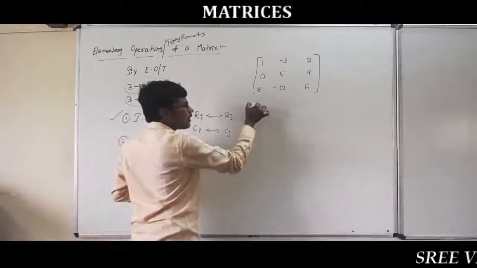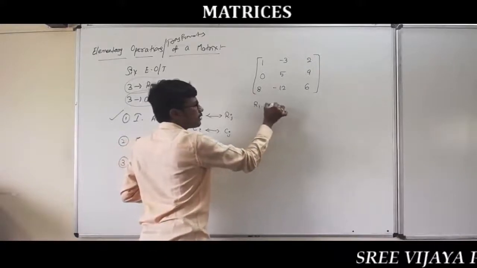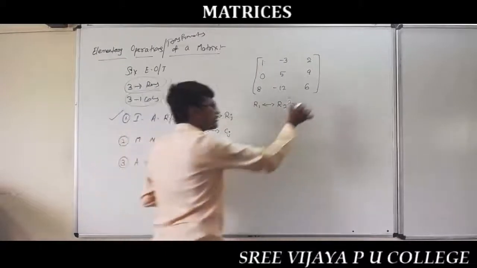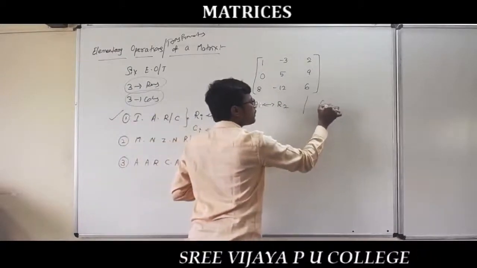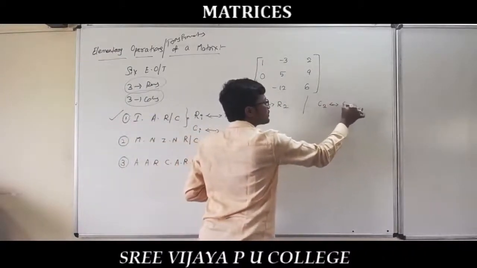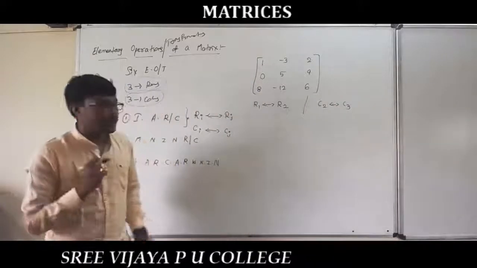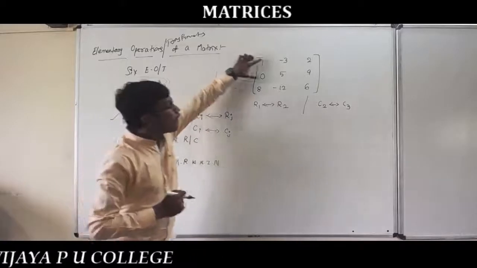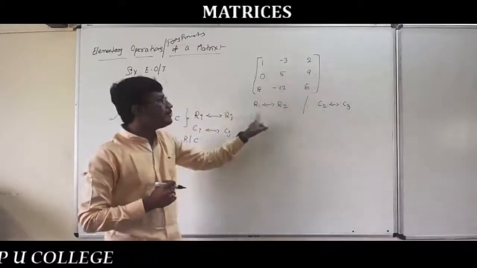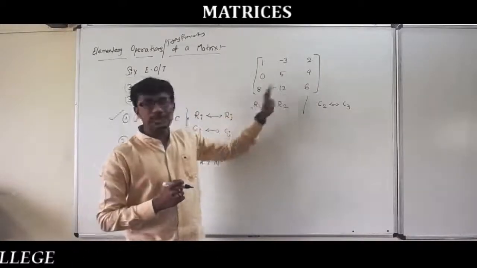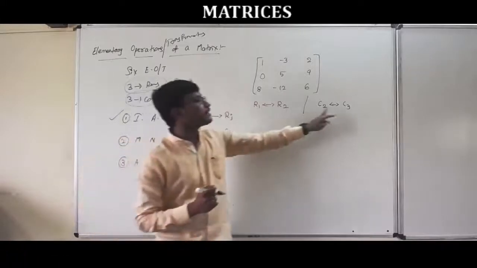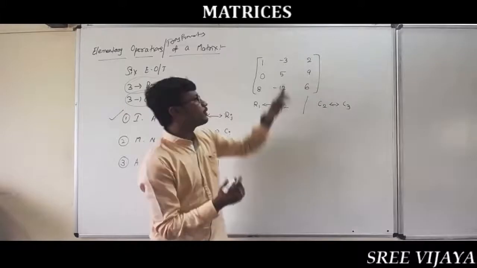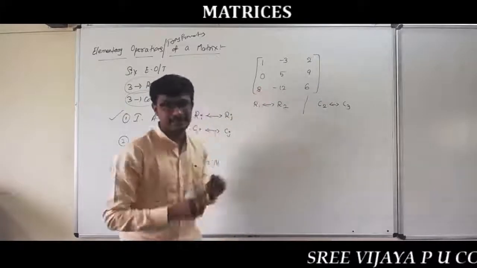Suppose R1 interchanges to R2, or C2 interchanges to C3. If you interchange any 2 rows, R1 and R2 will be interchanged, but R3 stays as it is. In the column operation, C2 and C3 will interchange, but column 1 stays as it is.